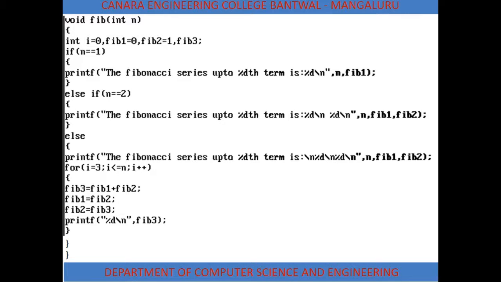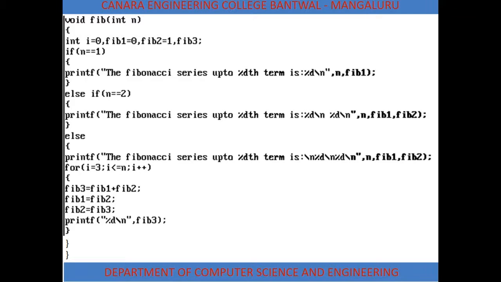Now int i, fib1 equal to 0. First two Fibonacci numbers are 0 and 1, that I'll have to initialize. So fib1 is 0, fib2 is 1. Then fib3 I'll have to compute as fib1 plus fib2.